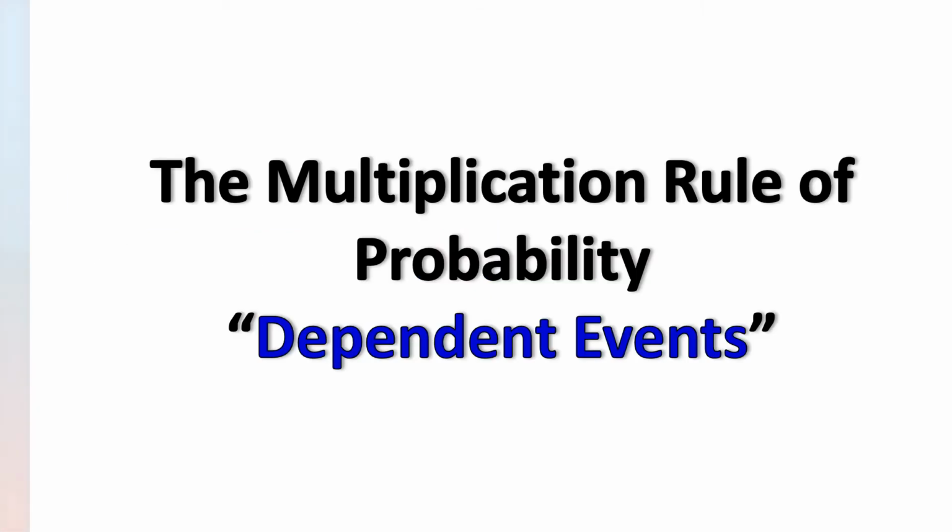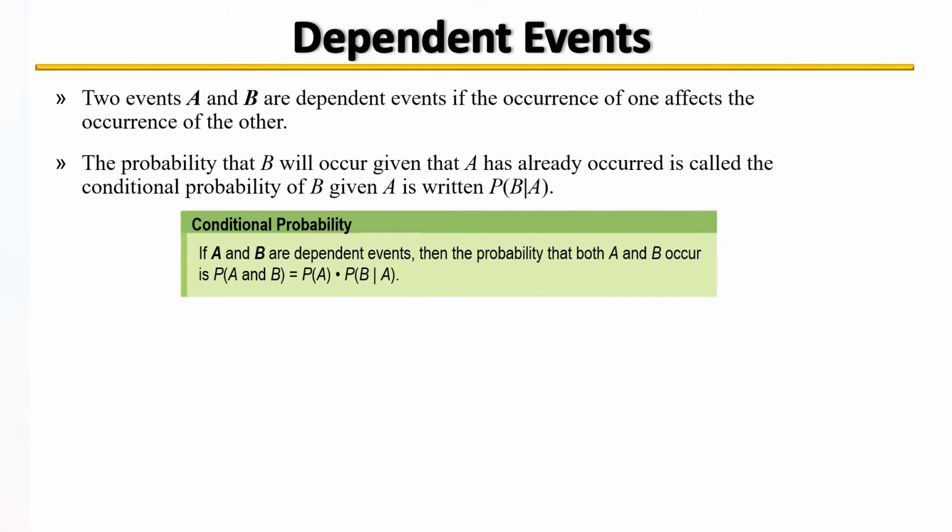And now let's work with the multiplication rule of probability with dependent events. Two events, A and B, are dependent if the occurrence of one affects the occurrence of the other. The probability that B will occur, given that A has already occurred, is called the conditional probability of B given A, written as P(B|A). And there you have it: if A and B are dependent events, then the probability that both A and B will occur is P(A and B) = P(A) times P(B|A), the probability of B given that A has already occurred. Let's do some examples so this will make sense.